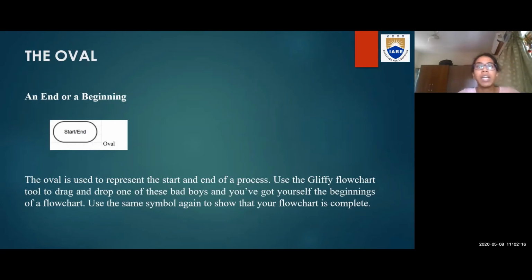So whenever you're writing that start, now how do you represent it in the form of a flowchart? You do it in the form of an oval. And whenever you're writing stop, how do you do that? You do that in the form of an oval. That is what I said. So it indicates the starting, and also it indicates the ending of your flowchart.